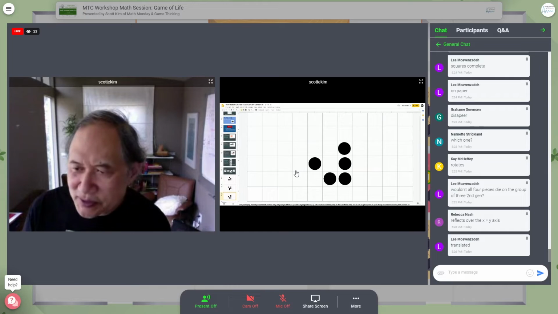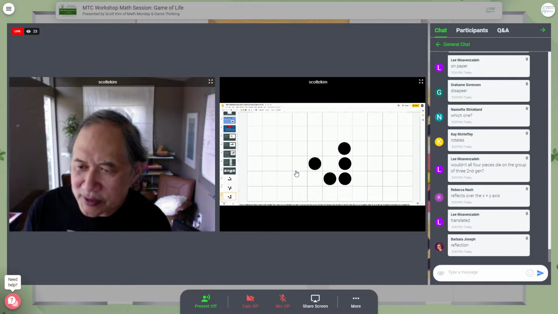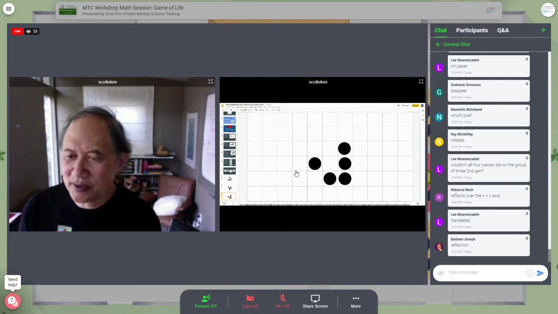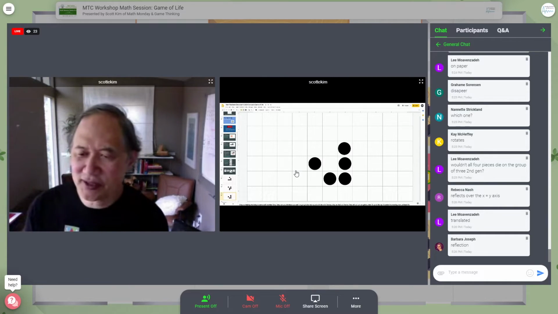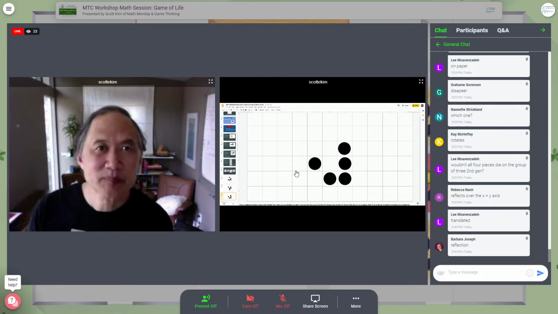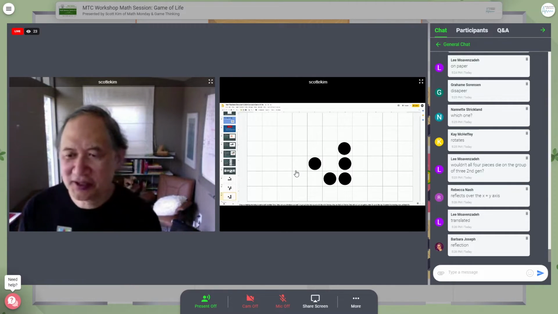Wouldn't all 4 pieces die on the group of 3 second generation? Reflects over the axis x equals y, and then translated. That's right. So a reflection plus a translation, you know what that's called?